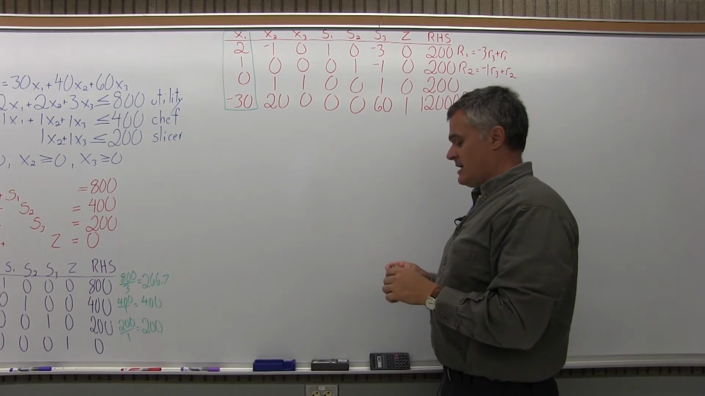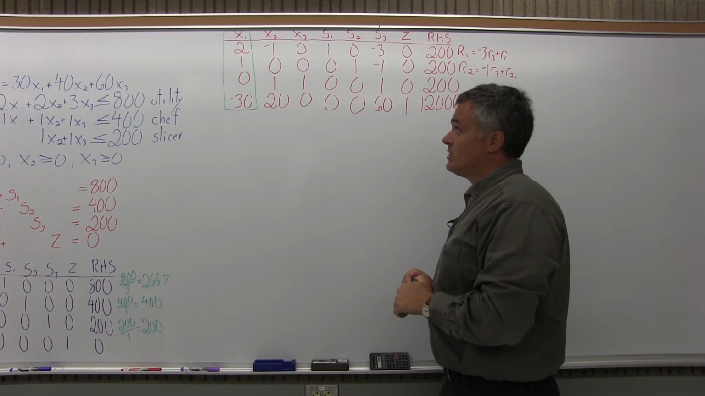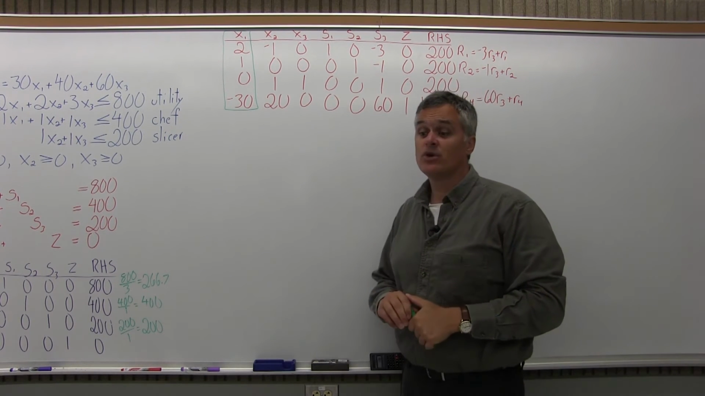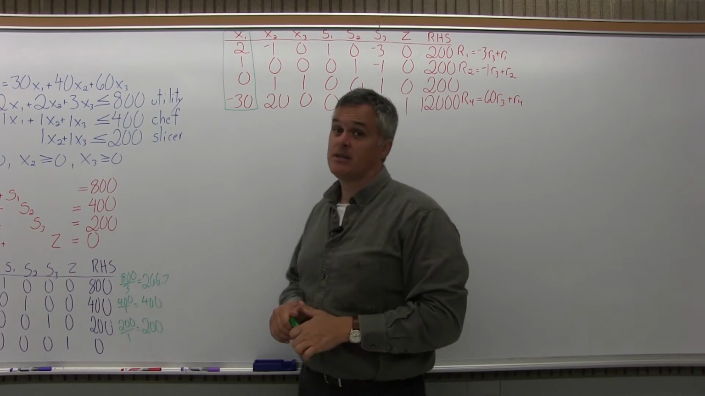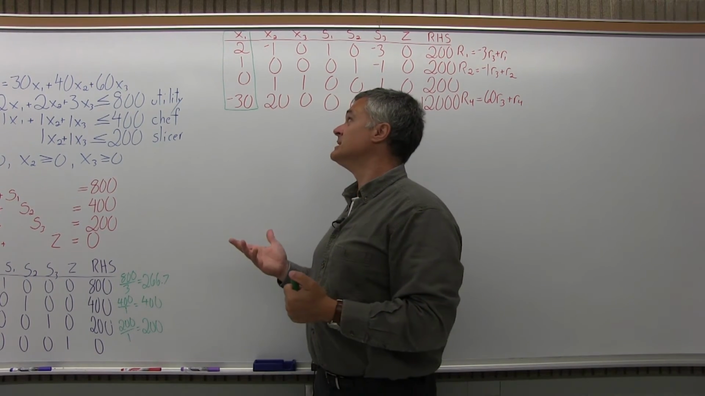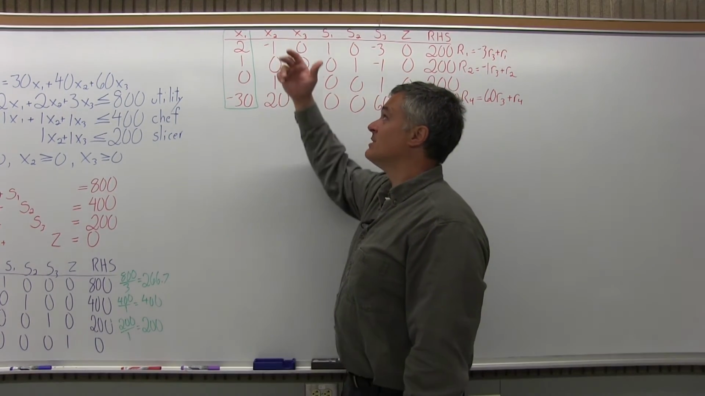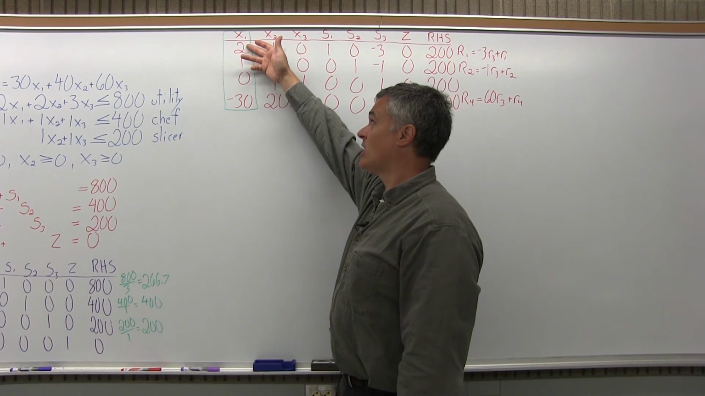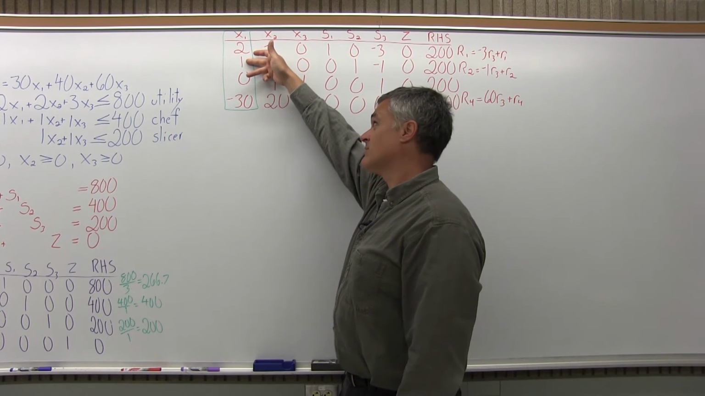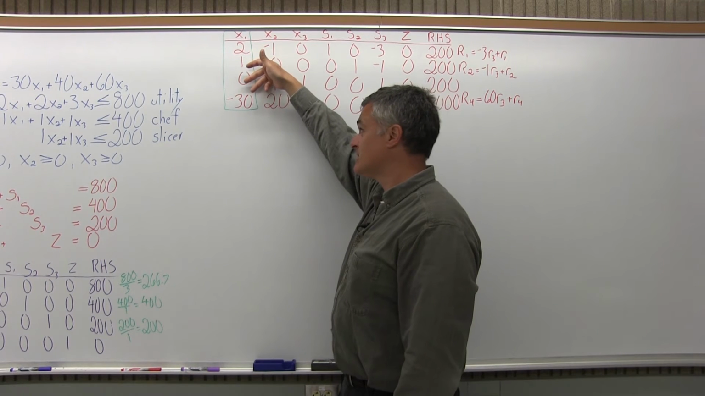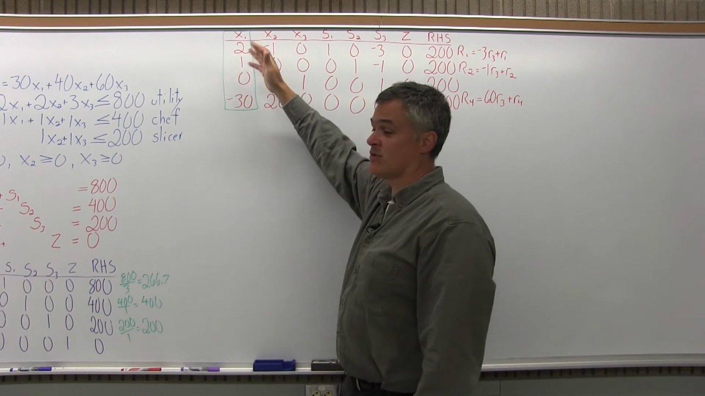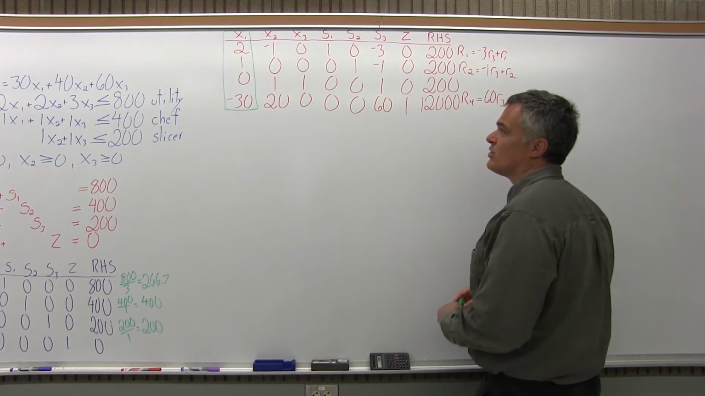Now the X1 column has a 2 in the top position, a 1 below that, a 0 below that, and a negative 30 below that. Now, keeping in mind that the pivot can never be negative and can never be 0, the pivot either has to be the 2 in the top position of the X1 column or the 1 in the second position down of the X1 column. It can't be the 0 that's in the third position. It can't be the negative 30 that's in the bottom. So it's either the 2 or the 1.